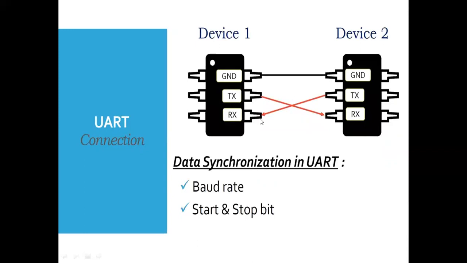So we are connecting two devices, so data should be synchronized. How is the data synchronized? With two things. One is baud rate. Both should have the same baud rate. Suppose we are sending with 9600 baud rate, both devices should synchronize with that baud rate, and both should have the same start and stop bit. Then only the devices can communicate with each other.